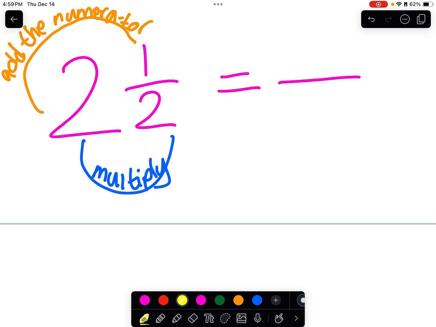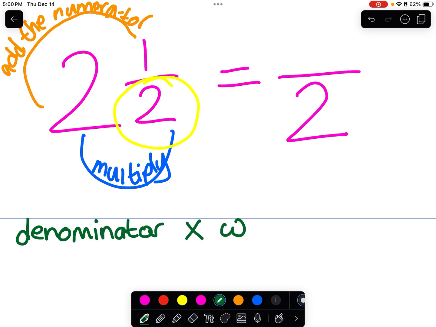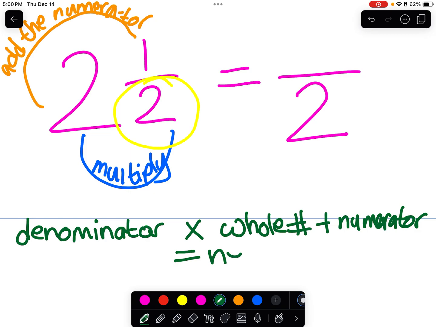So the way it works is, guys, it's like this. When you're converting a mixed number to an improper fraction, the first thing that you're going to do is take that original denominator, and it stays the same. You're going to keep that denominator. And then the actual formula goes like this: denominator times the whole number, and then you add the numerator, and that will give you the new numerator.